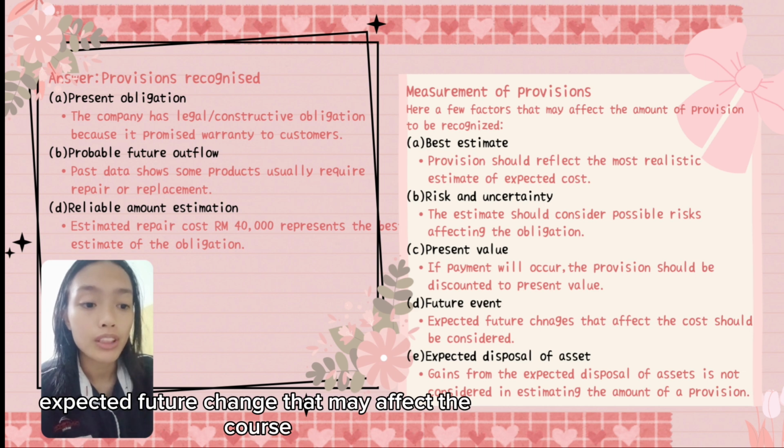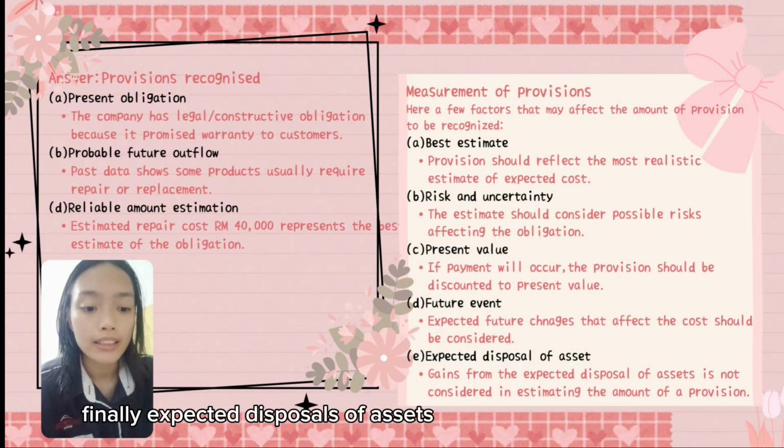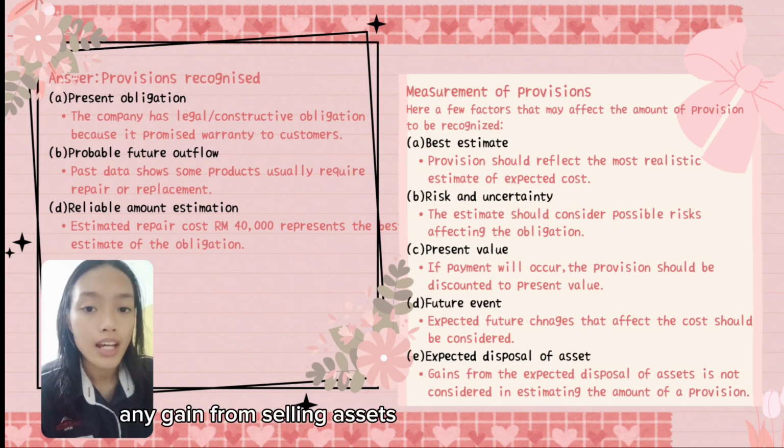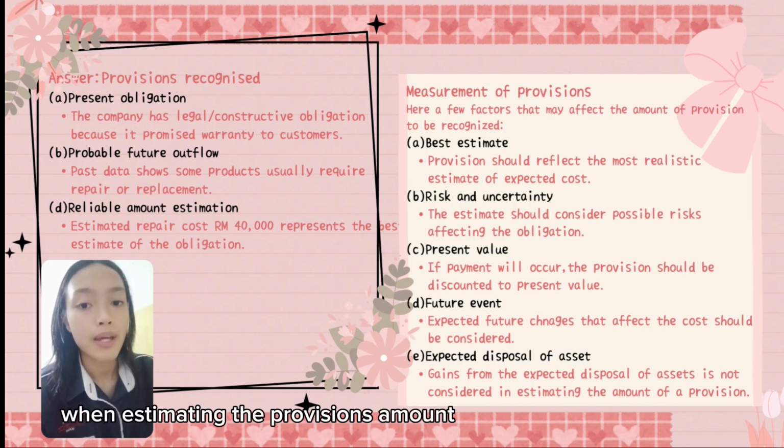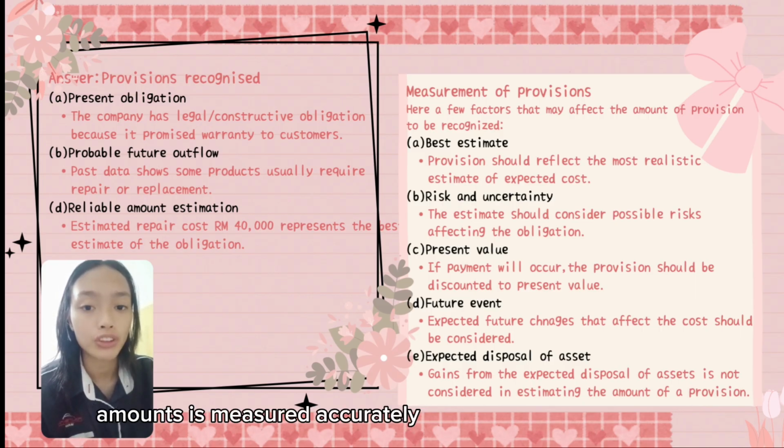Fourth is future events. Expected future changes that may affect the cost should also be considered. Finally, expected disposals of assets. Any gain from selling assets should not be included when estimating the provision's amount. These factors help ensure the provision's amount is measured accurately.